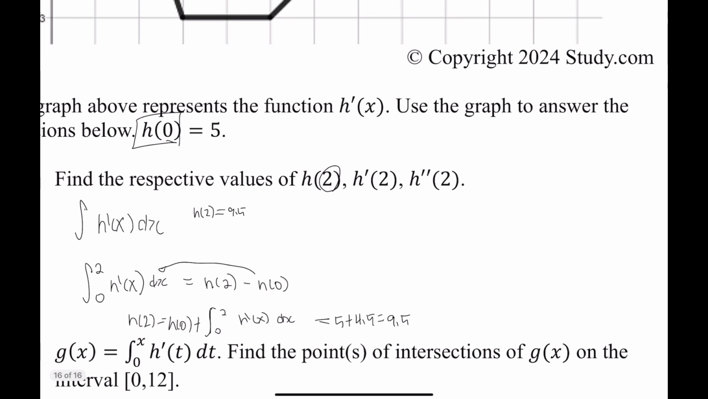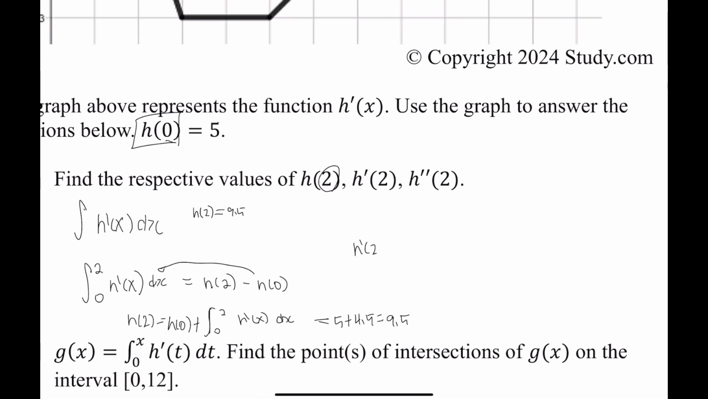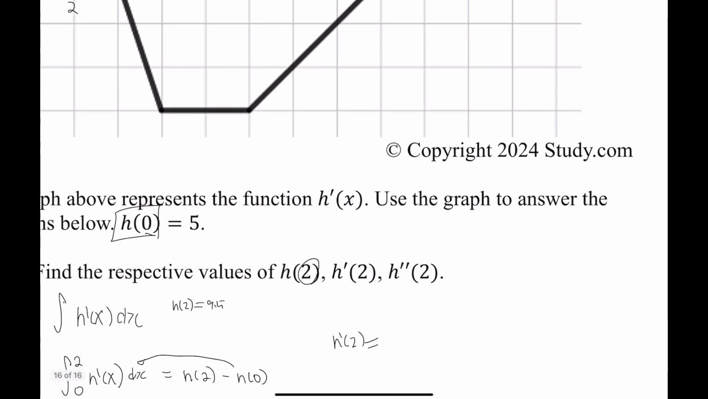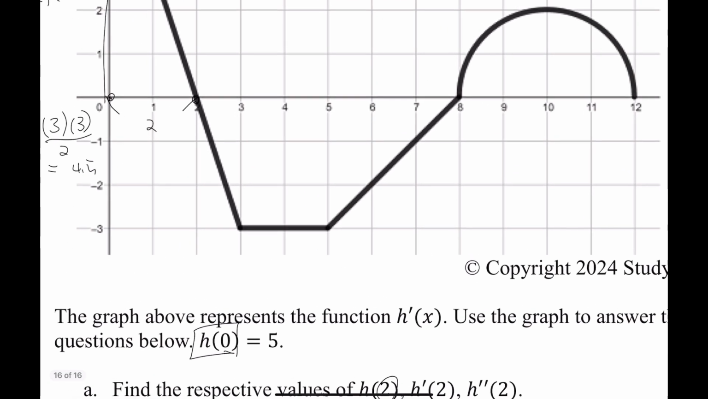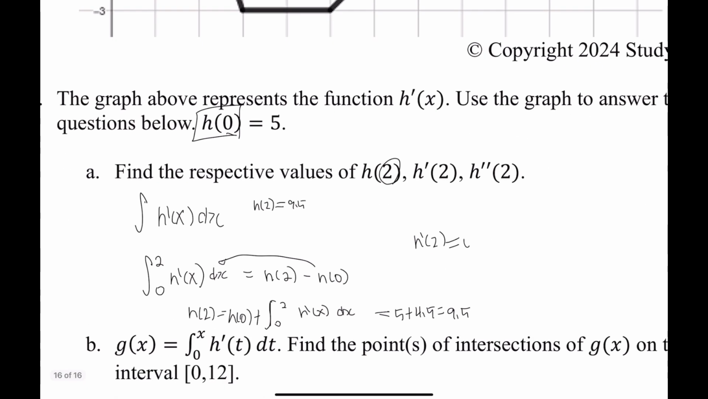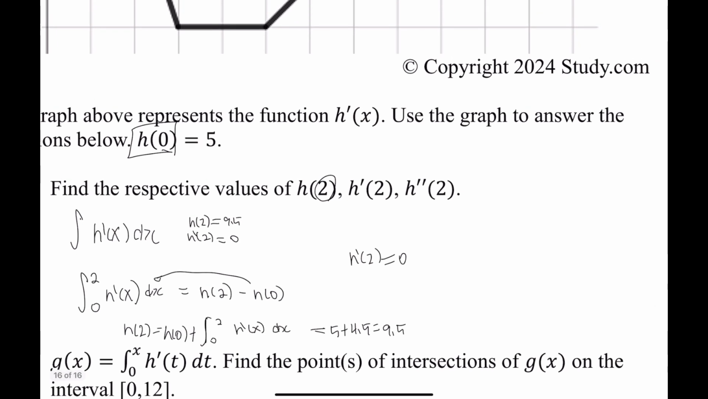Okay, and then now we're looking for h prime of 2, right? Well, h prime of 2, we can just find it by plugging it into the graph. And then, well, h prime of 2, we found it at 0, right? At 0. I'm going to write it right here. Okay, and then h double prime of 2.